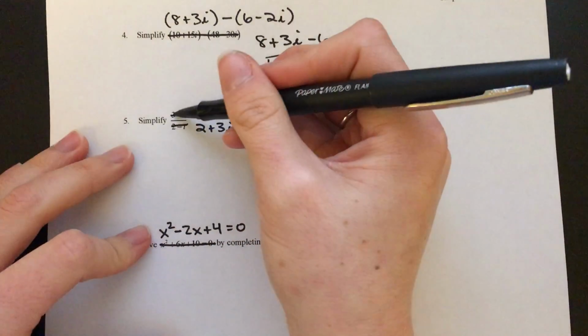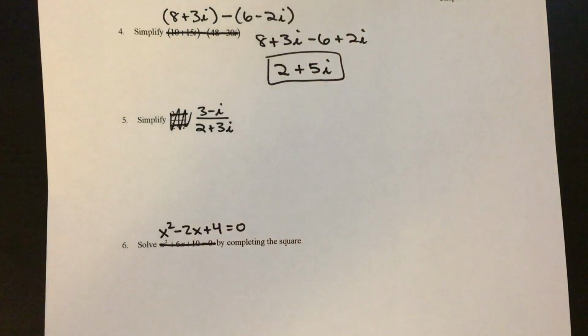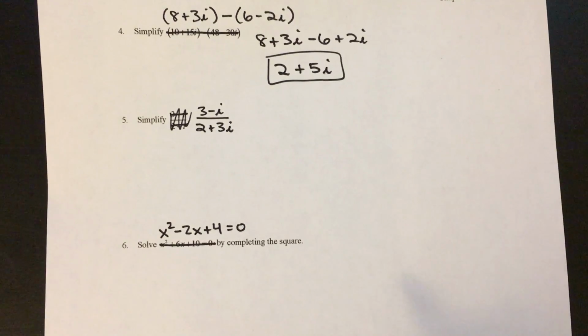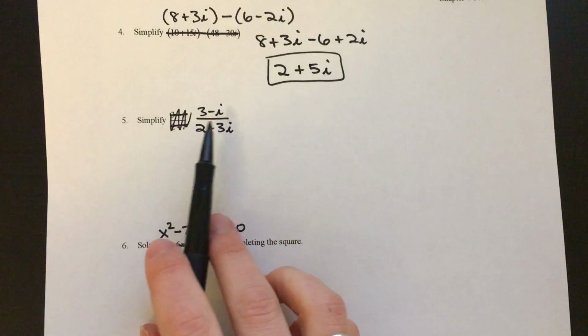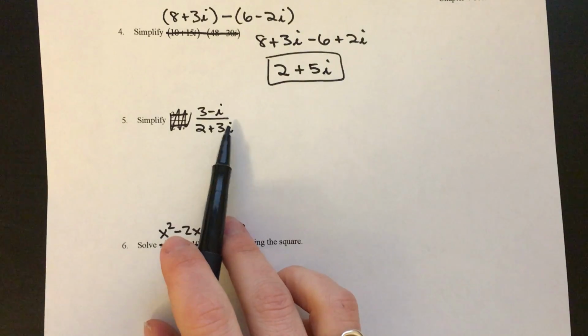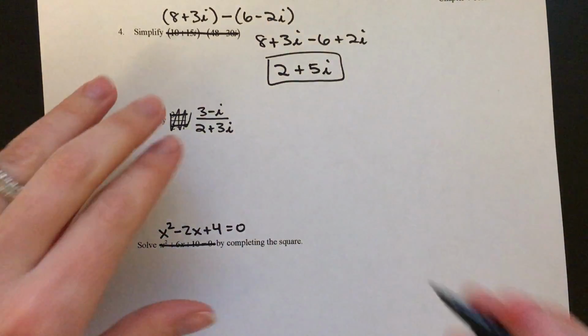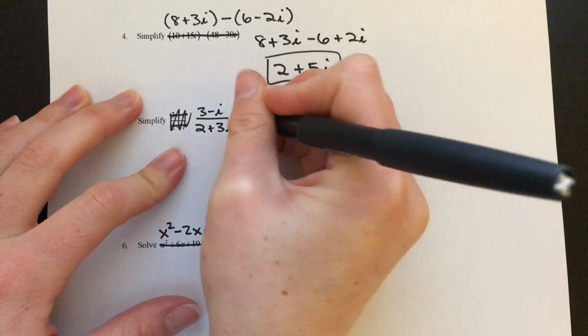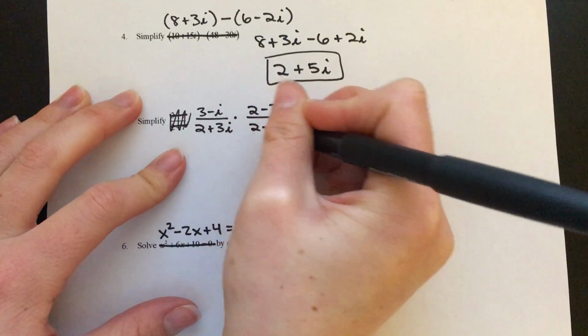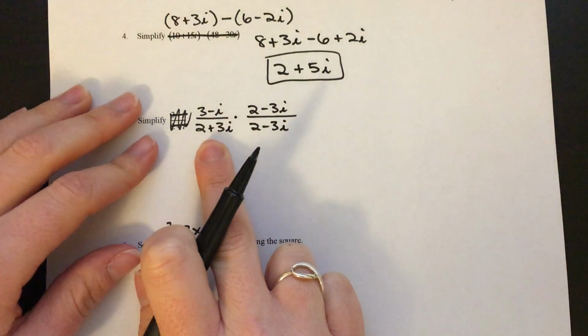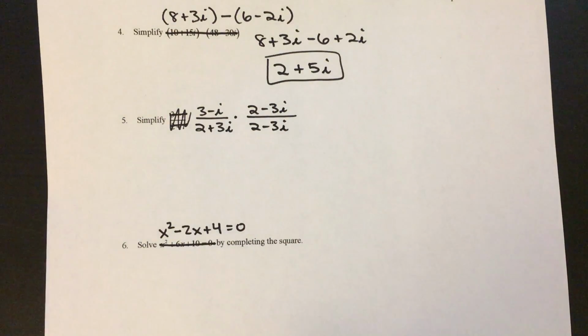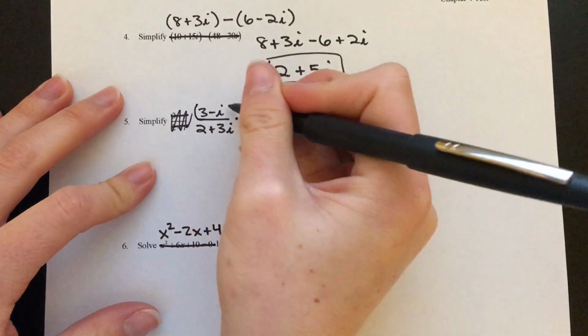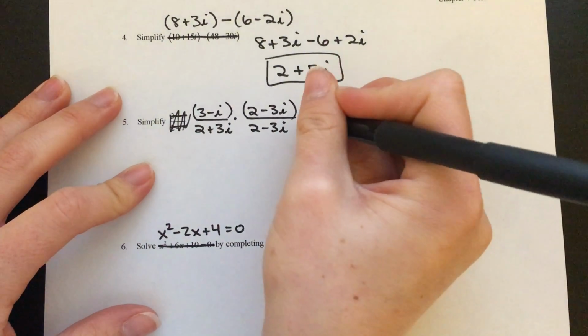Okay, number 5, I changed to this problem right here. So when you're simplifying that, what you want to do is look at the denominator and figure out what the conjugate of the denominator is. So since the denominator is 2 plus 3i, the conjugate would be 2 minus 3i. So you're going to multiply top and bottom by the conjugate of the denominator, no matter what the denominator is. And then there's just going to be lots of FOILing happening.